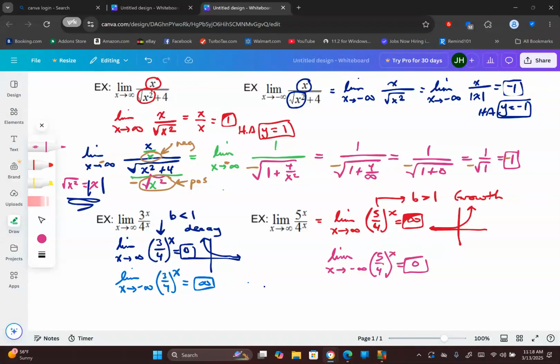Now, I hope these extra notes on limits at infinity help you understand what end behavior is, help you understand limits at infinity.